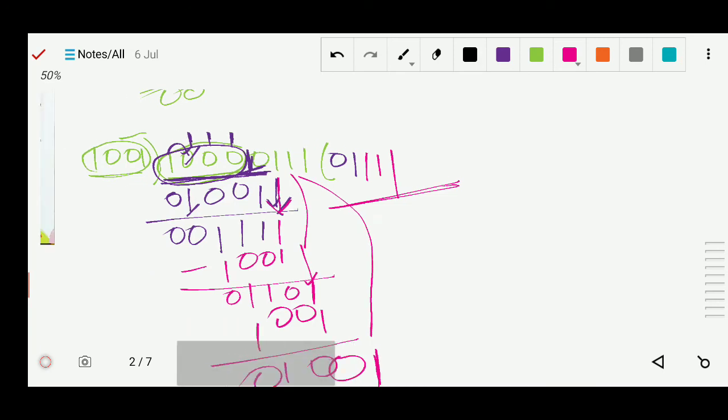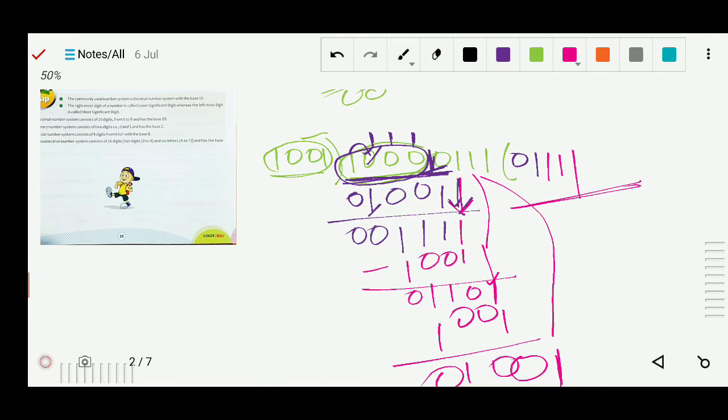Okay, so your homework is, you can check out page number 28. There are conversions of binary numbers, addition, multiplication, all are there. You try to solve that. Okay, thank you.